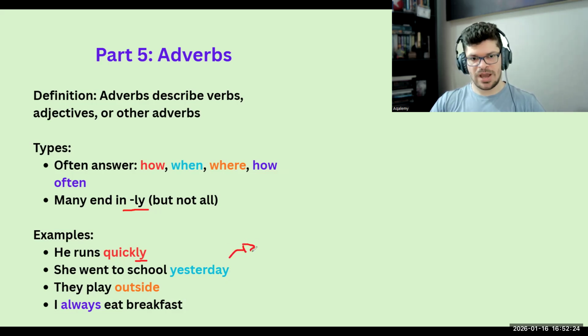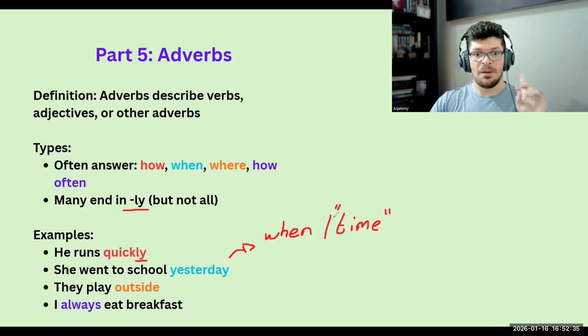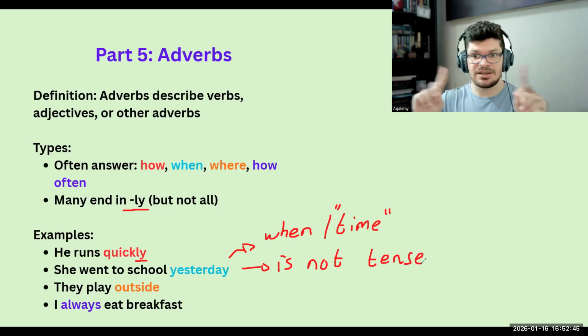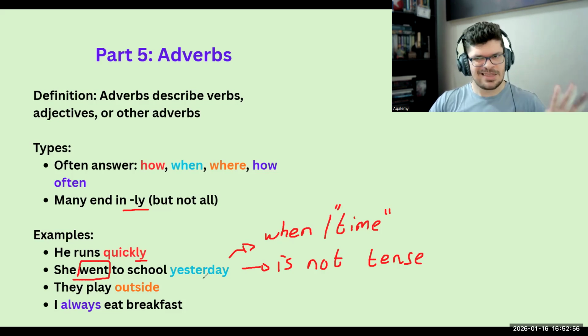Now be careful. When it tells us yesterday, it tells us about when and time, or understanding of time. But yesterday is not tense. It does not give us understanding for tense. It can help, but it is not for tense. Went is telling us tense. But we use yesterday to help us. Is it in the past? Does it match with went? So be careful.